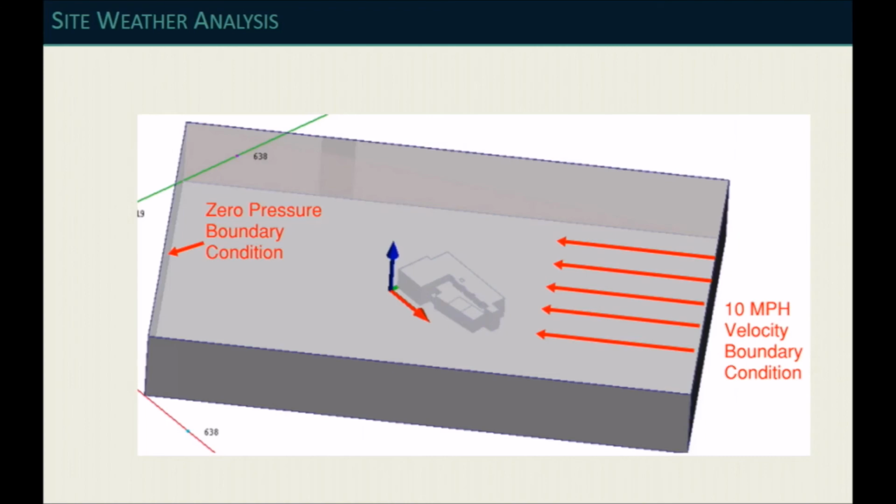But in this case, I used the average, and so I built my geometry in an external volume and oriented it such that I'm getting that northwest direction, and imposed the 10-mile-an-hour boundary condition on the inlet and a zero pressure on the outlet, and slip symmetry elsewhere.